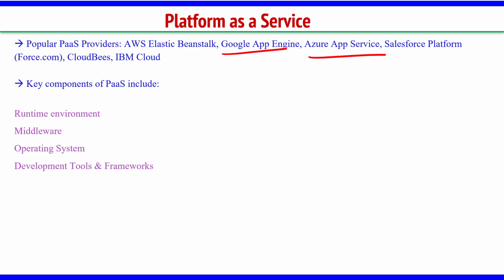Azure App Service, Salesforce platform. All these are examples of platform as a service, where you just have to write the code and build applications. So the key components include runtime environment, middleware, operating system, development tools and frameworks, IDE, everything is readily available for you. You just have to write the code and build the application. This is about platform as a service.